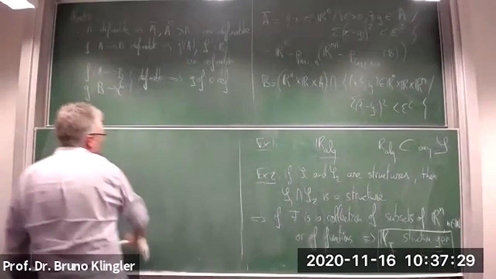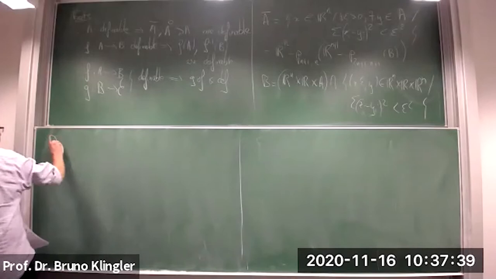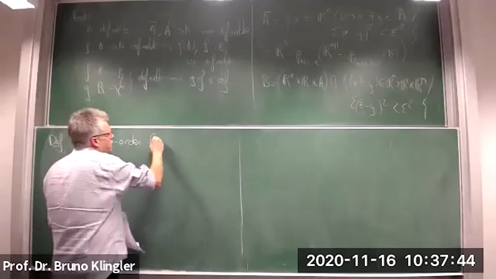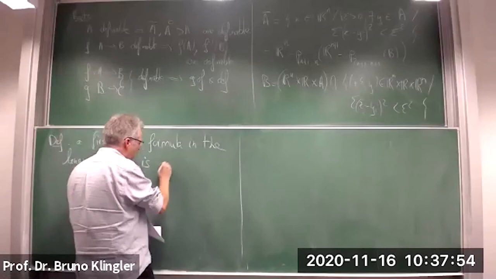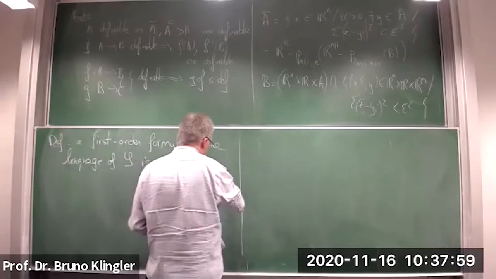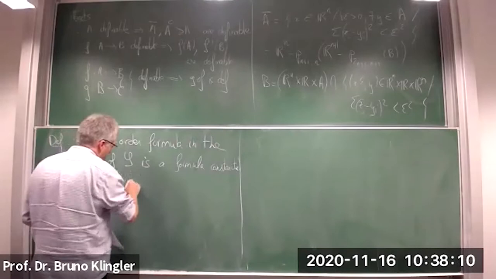So let me briefly indicate that link. Definition: a first order formula is a sentence constructed from the following rules. What are the rules that you are allowed to have?